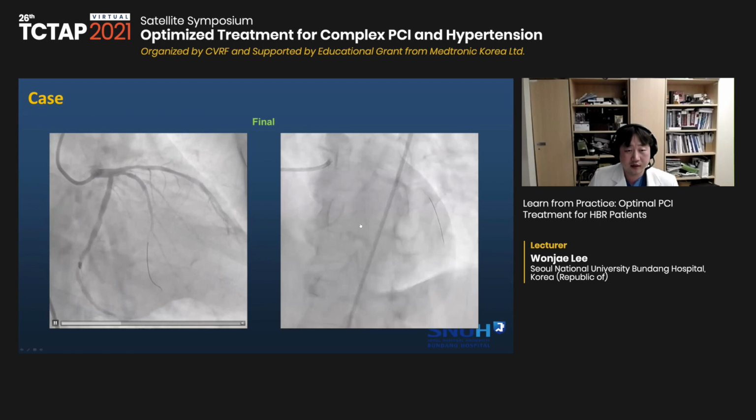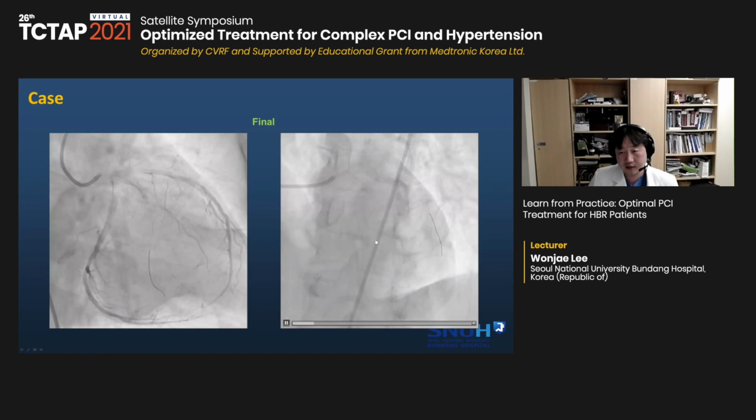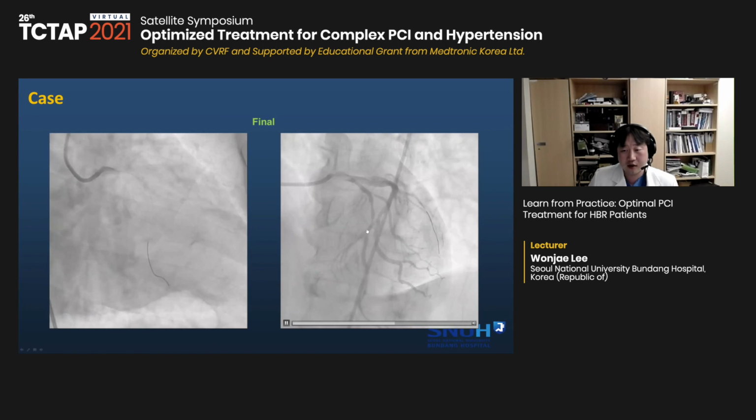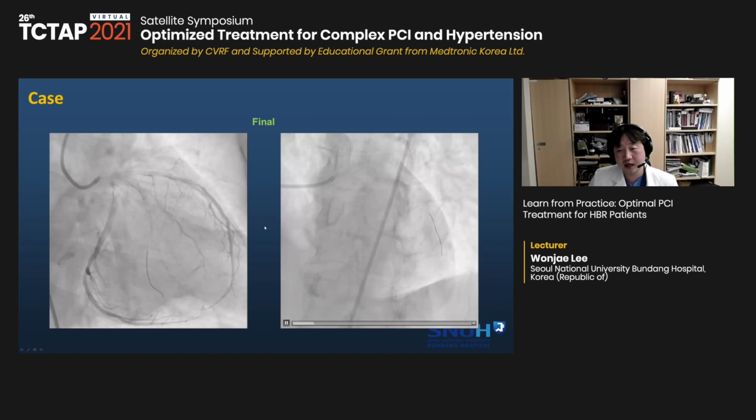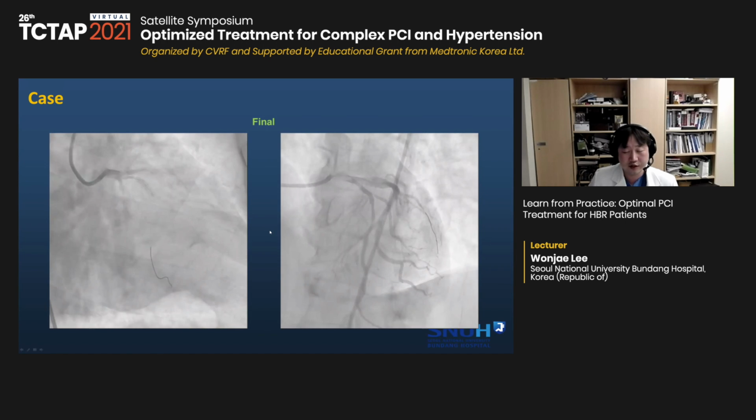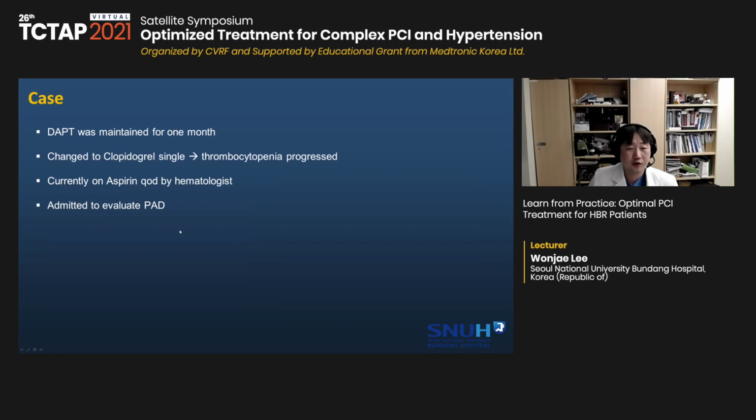So this is the final angio. We still have some remnant disease here, but since we wanted to minimize metal burden, we decided to just leave it like that. Since this patient had a very high bleeding risk, DAPT was maintained for just 1 month, and we changed to a clopidogrel single strategy. However, thrombocytopenia kept progressing, so our hematologist decided to put the patient on aspirin QOD.